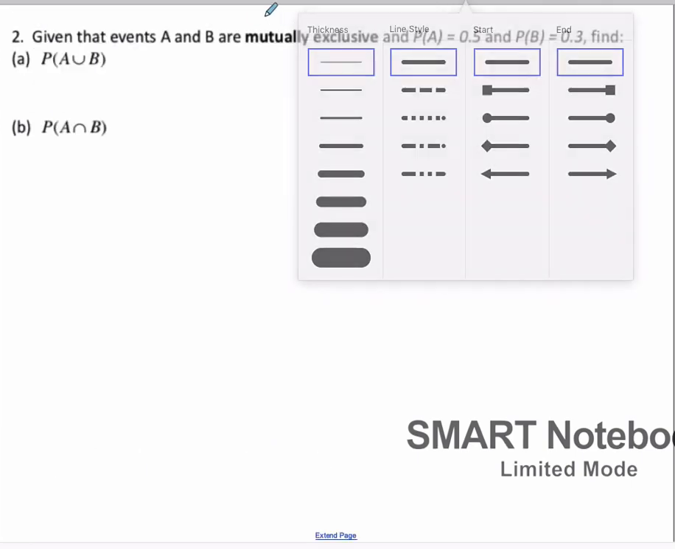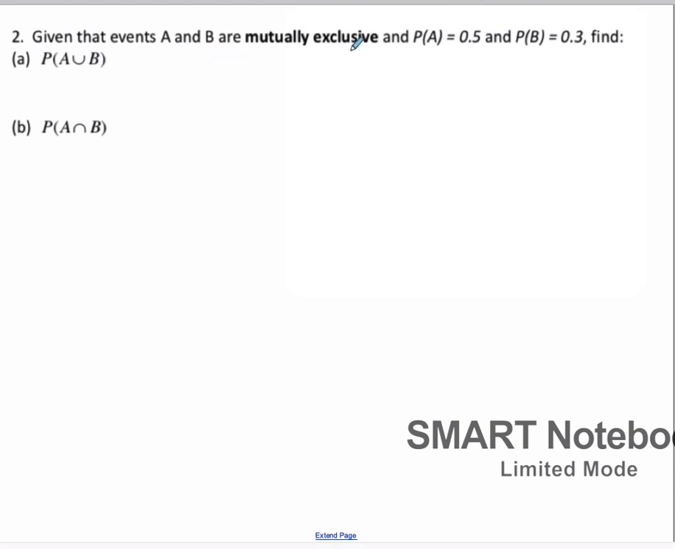Okay, so next we have events A and B are mutually exclusive, and we're given a couple of probabilities, so there's no context here. It's asking for the probability of A union B. That means the probability of A or B. Because they're mutually exclusive, you can just add these two together. So it's the probability of A plus the probability of B, so it is simply 0.8.